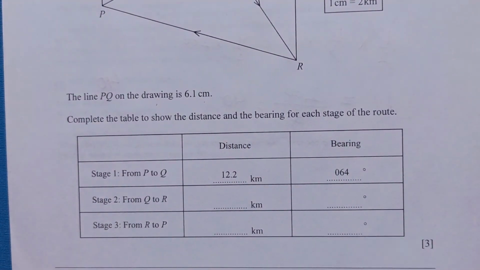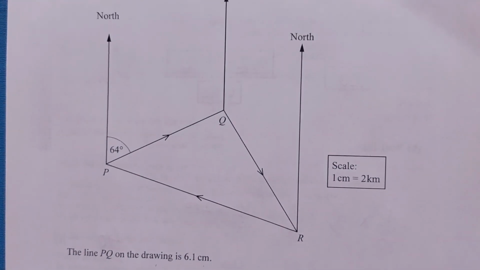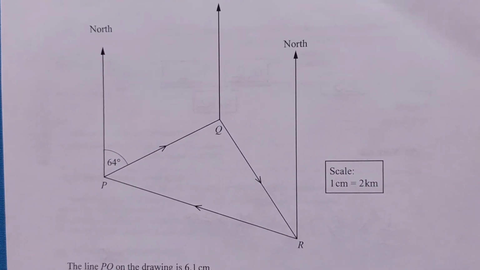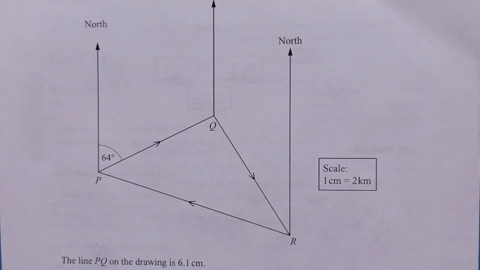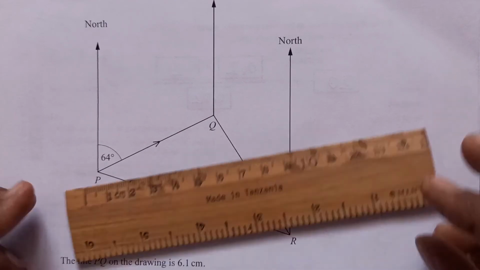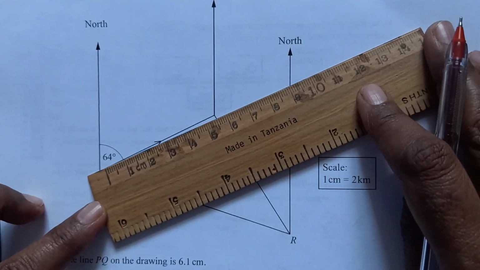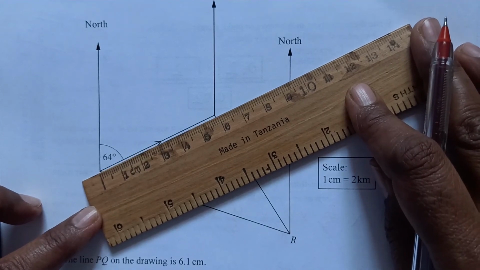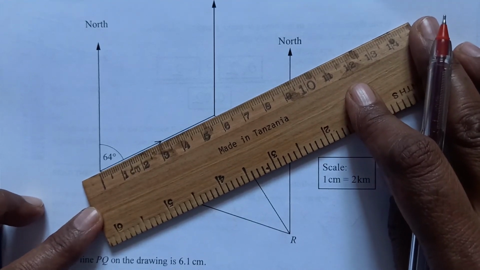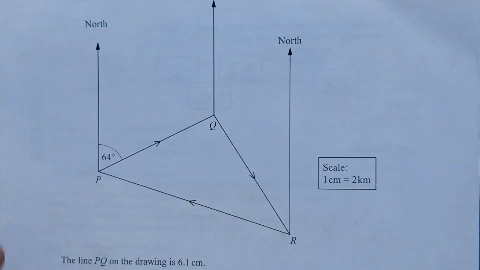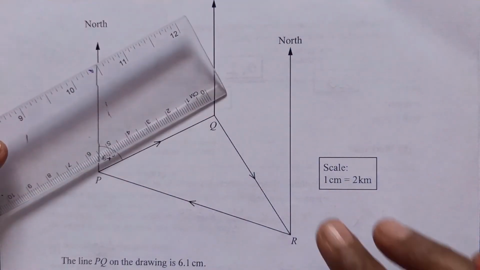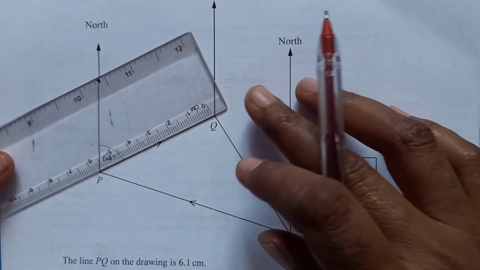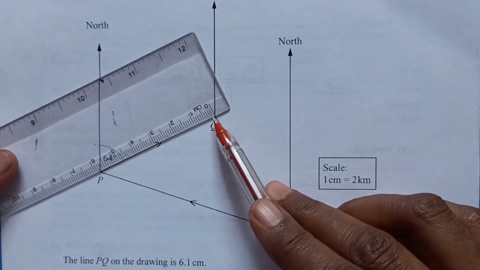So you need to find out the actual length by measuring from the diagram. So the first one is PQ. So PQ was 6.1. It does not show me 6.1 here because it may be a bit different on my diagram, because sometimes in printing it comes up and down. Yeah, 6.